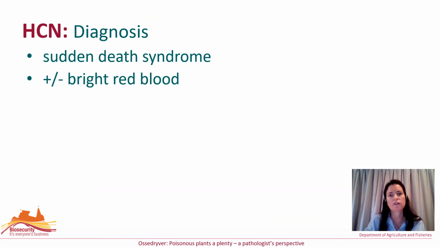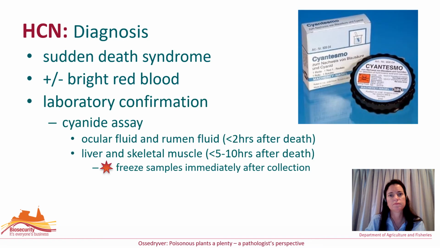A tentative diagnosis can be made where there is a syndrome of death and a history of recent exposure to plants known or suspected to contain elevated cyanide levels. The finding of bright red blood may also be useful. However, there are no specific gross or microscopic changes. Confirmation therefore relies upon detection of high levels of cyanide in affected animals.